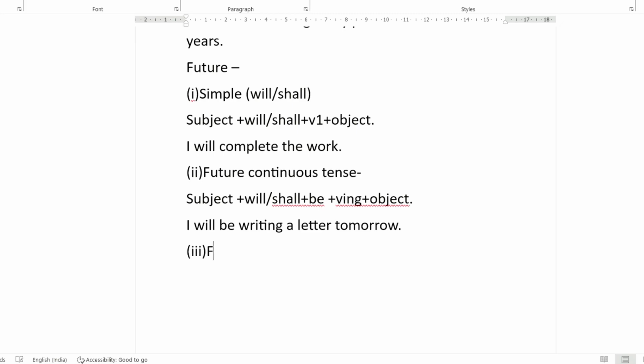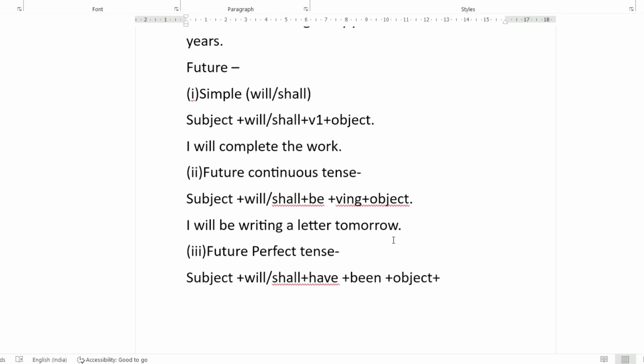Third is future perfect. Again, it is a kind of prediction. Okay, when we are predicting future में ये काम मैं कर चुका हूँगा. In the future, by this time I will have completed a particular work. So it is subject will, shall, have, been, object. Okay, here also there is a mention of time, क्योंकि we are telling by what time I'll be able to finish. So it's like this.